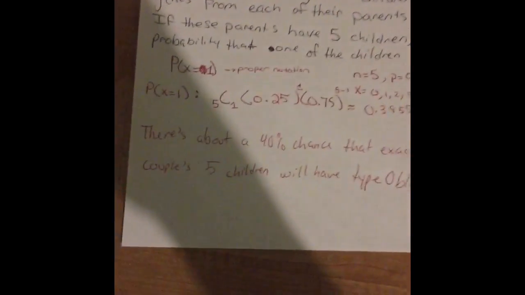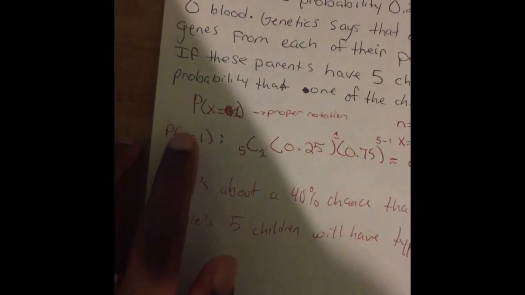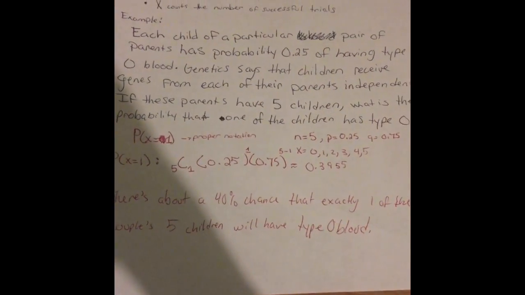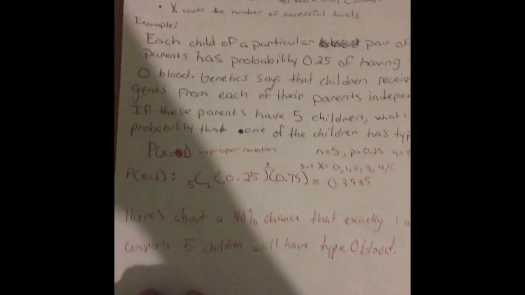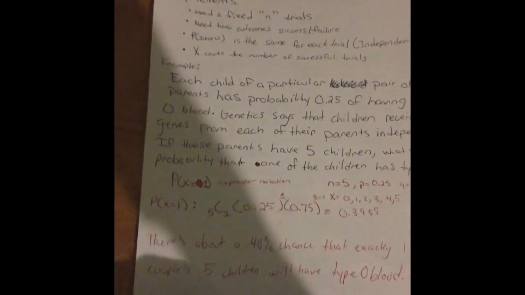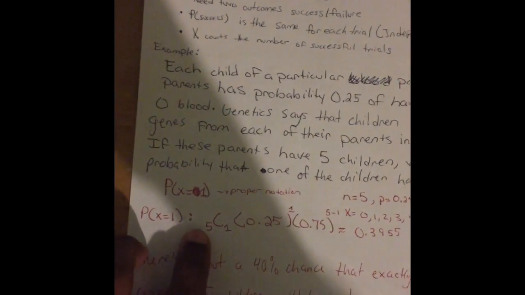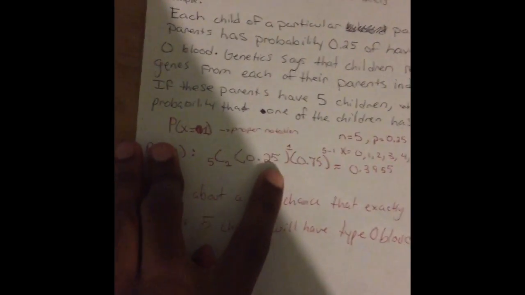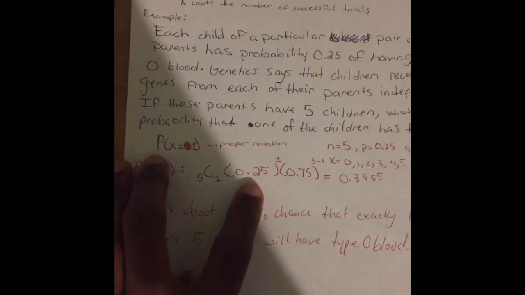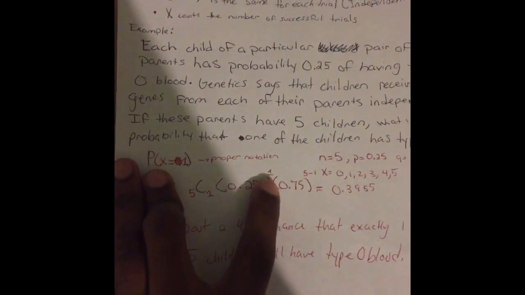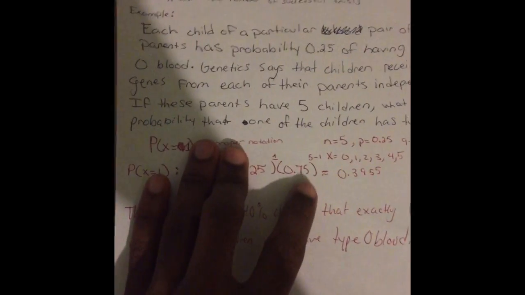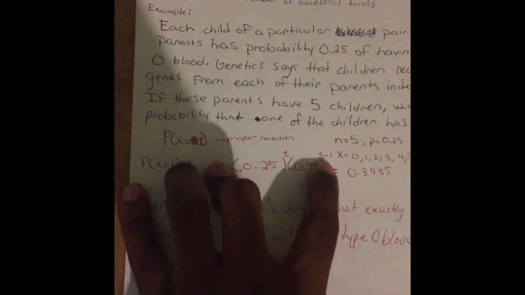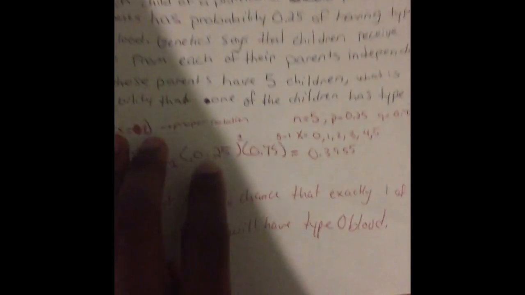So now here we go. Here's the proper notation: P of x equals 1, because we're finding the probability that one of the children has O type blood. So we just replace it. Our n is 5, combination 1, because that's what we're looking for. Alright, that's our x. Here's our success probability, 0.25, to the x, which is 1, because we're looking for 1. 0.75, that's for failure rate, to the n minus x, 5 minus 1.